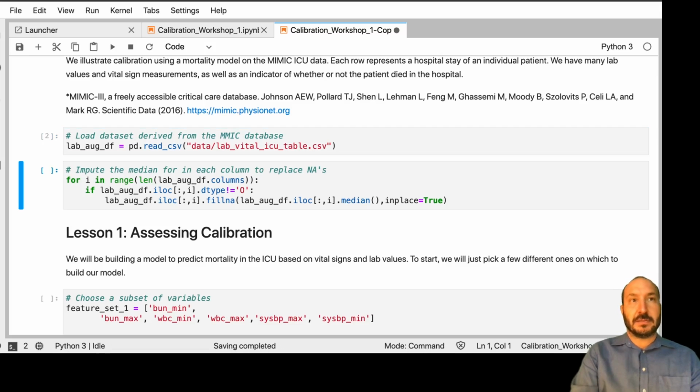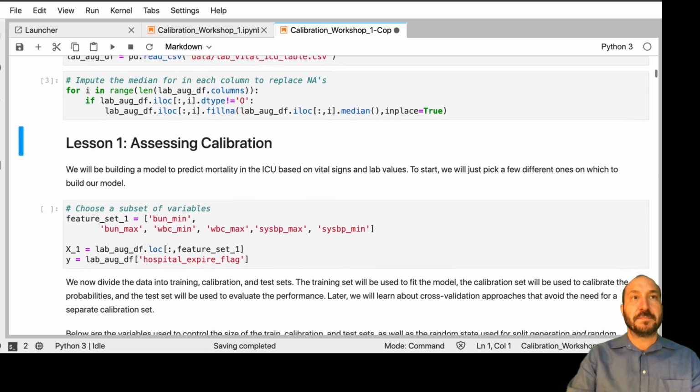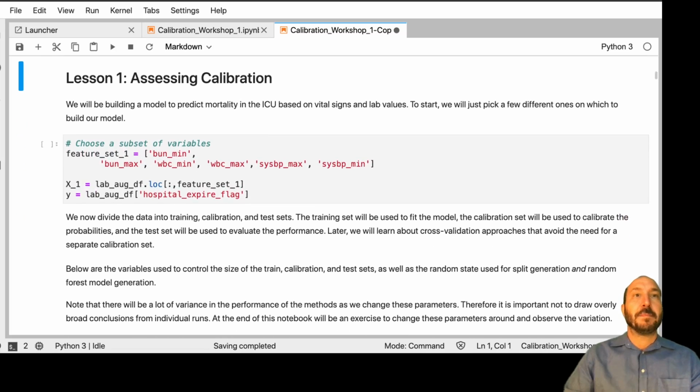So let's go ahead and load this in. And then this data actually has a lot of missing values. So to kind of simplify the presentation, I'm just going to impute the median for each of those. It's not always the best strategy, but in this case, just to illustrate the calibration, that's what we'll do. Let's run that cell.